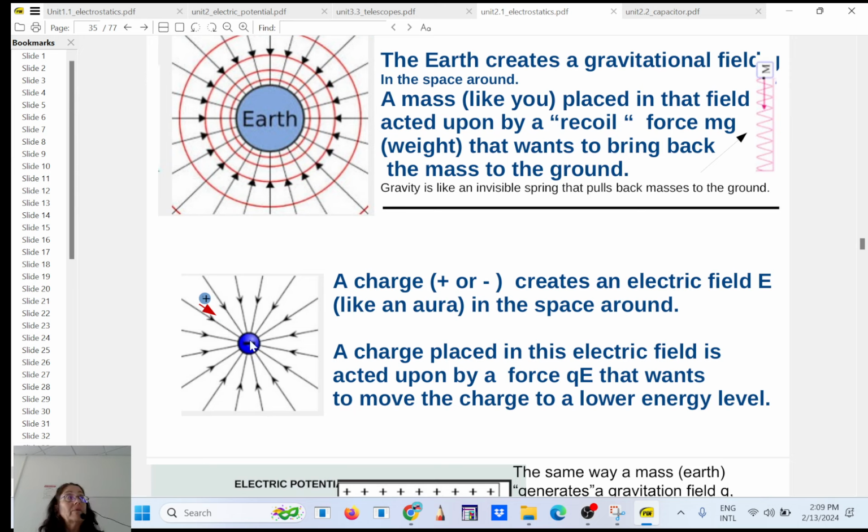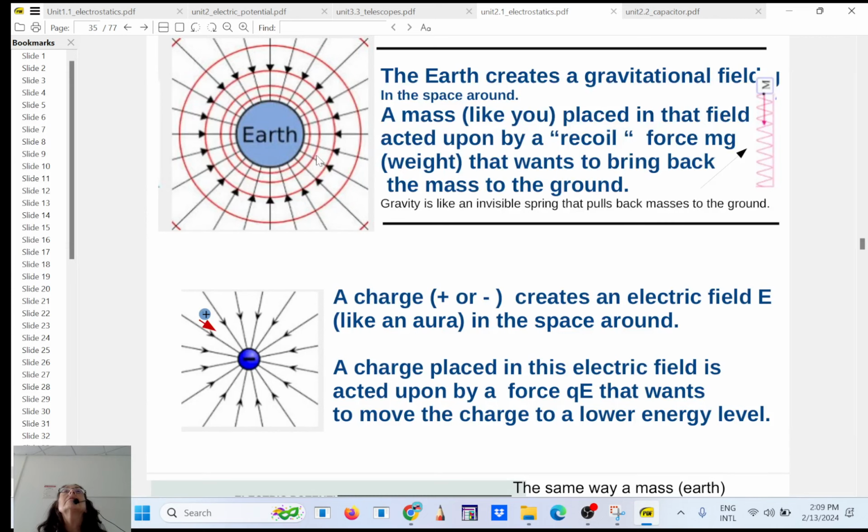So let me ask you something. Do you remember the gravitational field? How did we used to call it? G, right? Gravitational field 9.8. It was the field. The field on Earth is about constant, right?